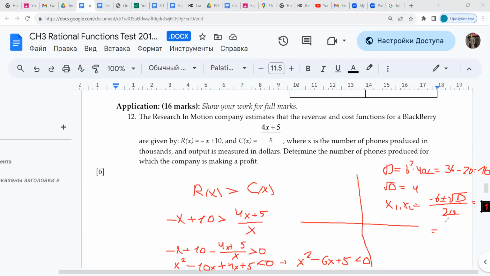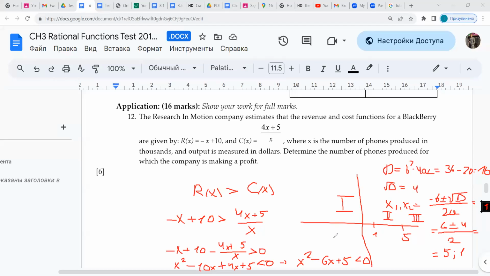Negative b is 6 plus minus 4 divided by 2, because a equals 1, which gives us first 10 divided by 2, 5, and second one, 2 divided by 2, 1. So we have two roots, 1 and 5. Basically what it means is that we have three intervals: number 1 before 1, number 2 from 1 to 5, and number 3, 5 and more.